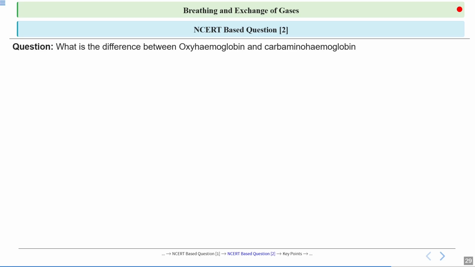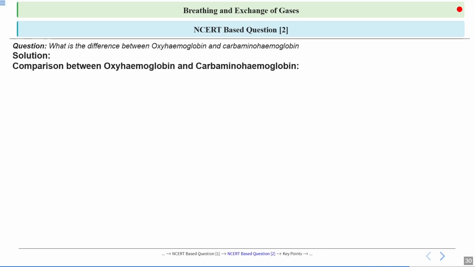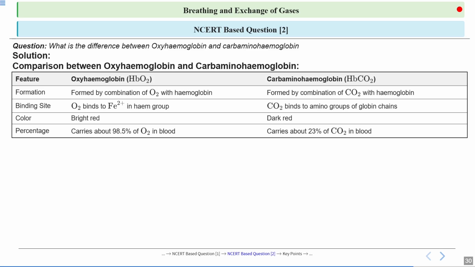Next question. What is the difference between the oxyhemoglobin and carbaminohemoglobin? Very important question. So, comparison between the oxyhemoglobin and carbaminohemoglobin. Features: oxyhemoglobin HbO2 and carbaminohemoglobin HbCO2. Formation: oxyhemoglobin is formed by the combination of oxygen with the hemoglobin, and carbon dioxide when combined with the hemoglobin forms the carbaminohemoglobin, right?